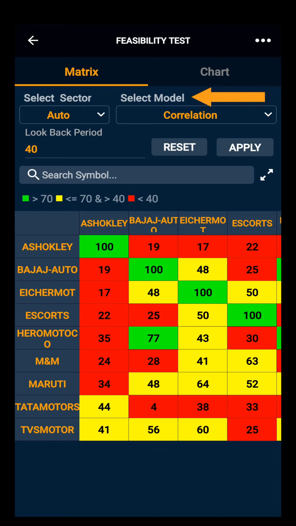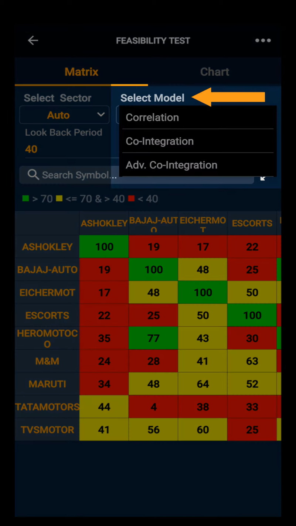Then you can select the model. Here you have 3 models. First one is correlation, which tells about how 2 stocks are correlated to each other. The second one is co-integration, which tells about how a price change in one stock will affect the price change in the second stock. And the third one is advanced co-integration, which is a proprietary model based on co-integration. We are selecting correlation.